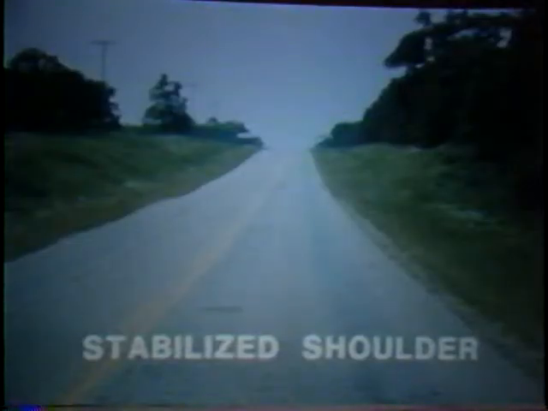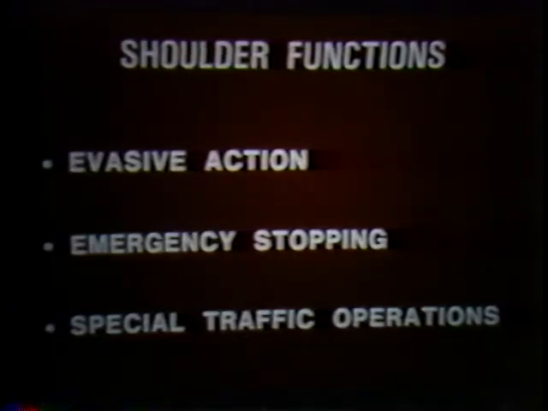Stabilized shoulders consist of sod, sand, gravel, or any other materials which can carry at least occasional traffic wheel loads. Paved shoulders include Portland cement concrete or asphaltic concrete. They have a hard applied surface coating and a stable base. Shoulders serve the different purposes shown here. These purposes are based on their type of construction, the traffic laws, and the local driving practices.